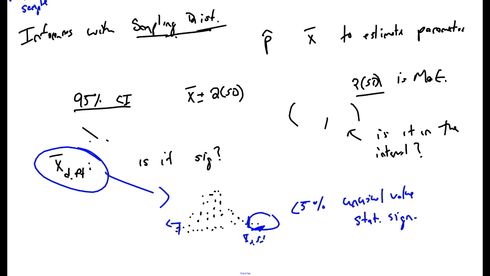But when we work with our difference of sample means, we're going to say, okay, here's my difference, here's my sampling distribution. Is it extreme enough? Does it happen less than 5% of the time, so that I can say it is statistically significant?